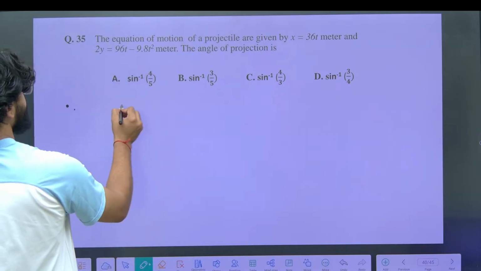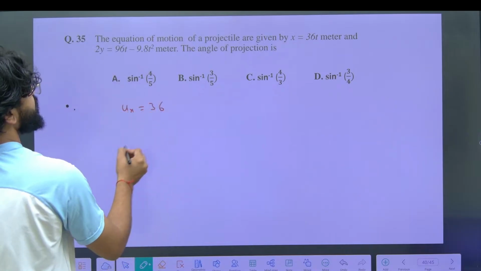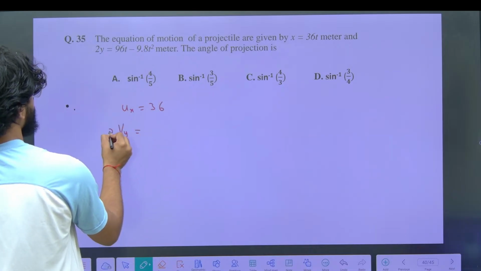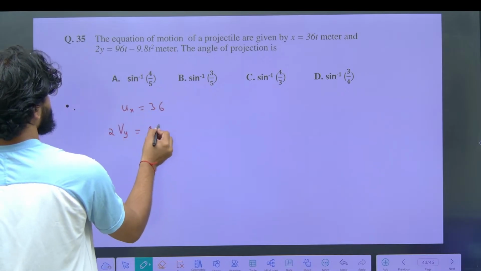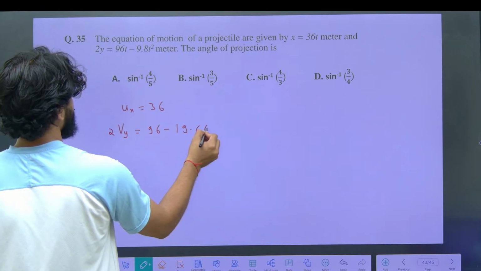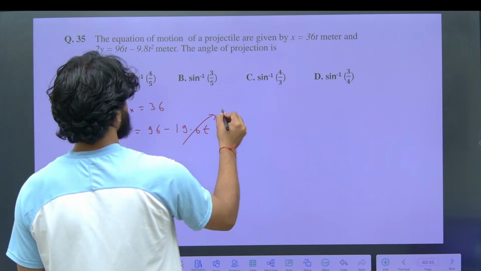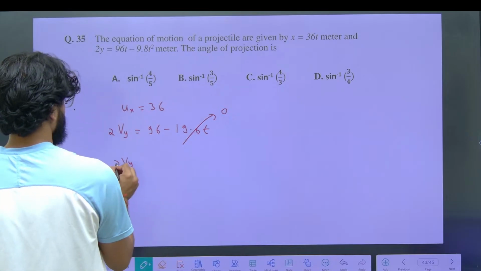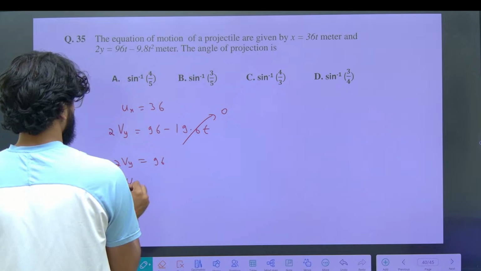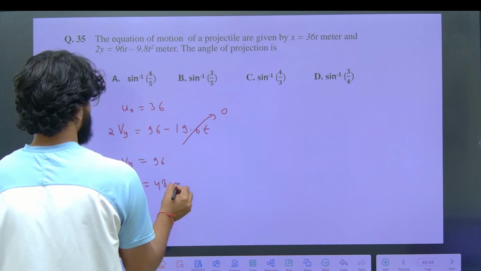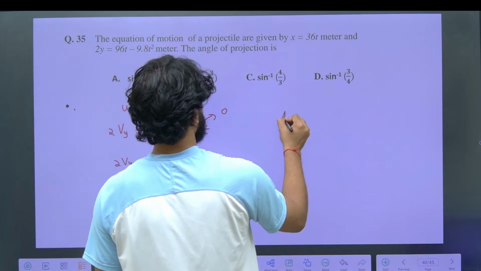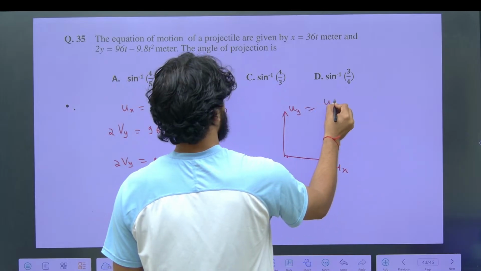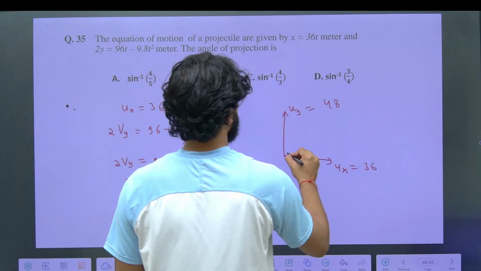So we can write ux equals to 36 and vy, it is, because 2vy, it is 96 minus 19.60. Okay, so at t equals to 0, this is 0. So 2vy equals to 96. So vy, which is uy only, it will be 48 meter per second. So can we write this as uy, this as ux, which is 48, which is 36.